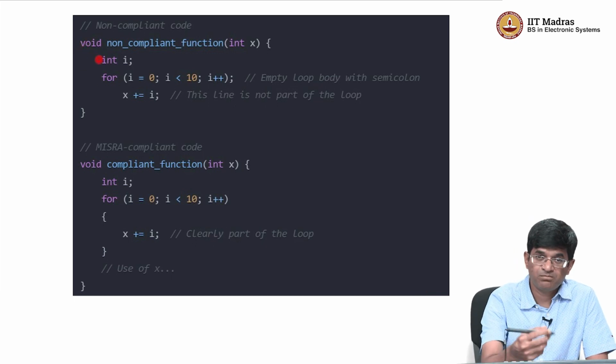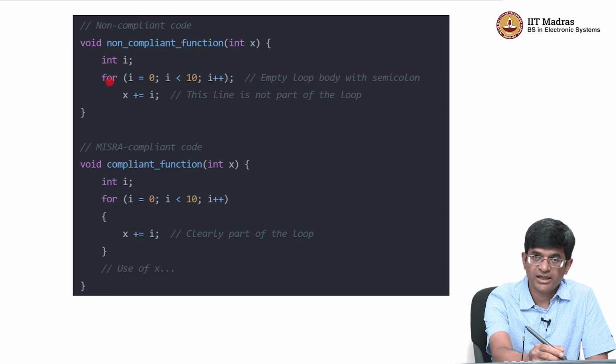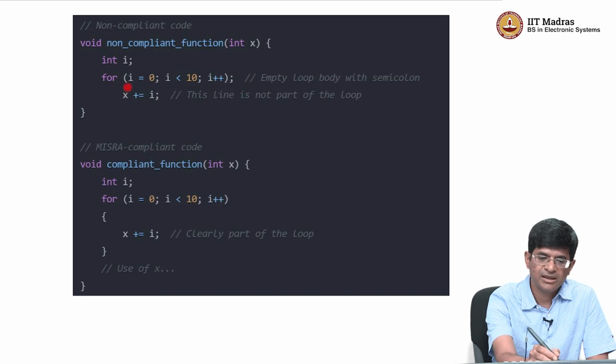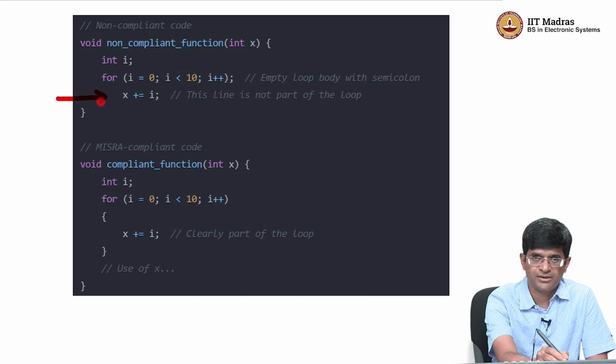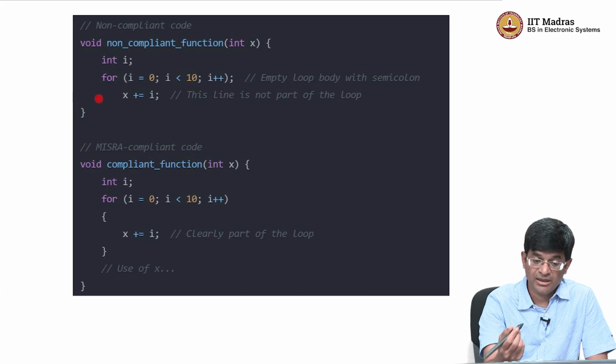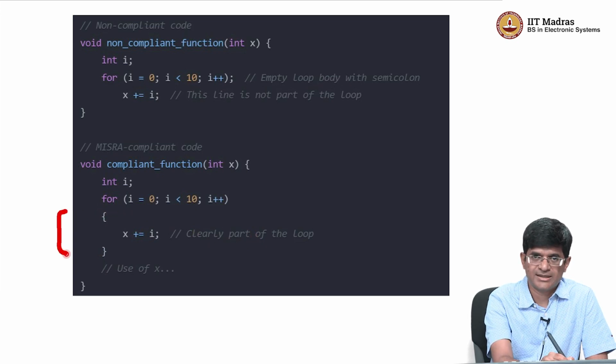What it says is this is purely stylistic. If you think about it, this is not really wrong code, except that if you look carefully at what is happening in this part of the code over here, you will notice that because of the semicolon present at the end of this for loop, x plus equal to i is not actually running as part of the for loop, even though it looks that way because of the indentation, right? And because of that, MISRA actually says that any code that is inside the for loop has to explicitly be put within curly brackets, right?